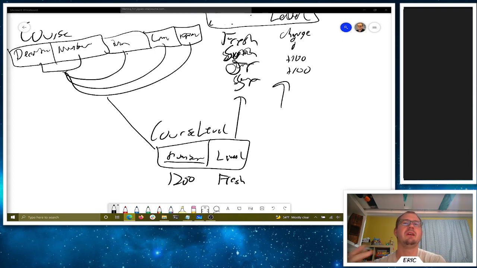So that's the process of eliminating those partial dependencies here. Now, we're not going to worry about transitive dependencies yet. We'll pick that up in the next video because that's a whole other topic that's going to need another example.